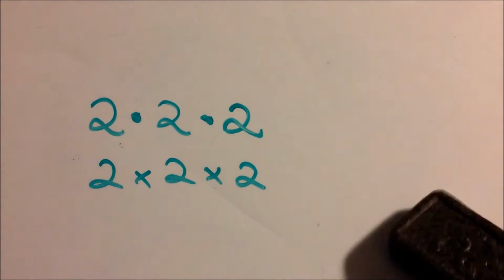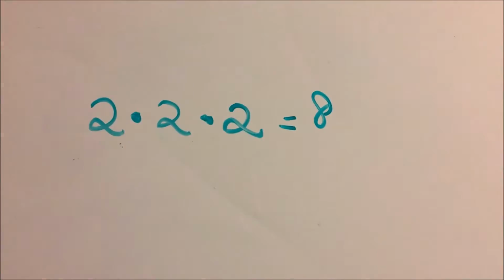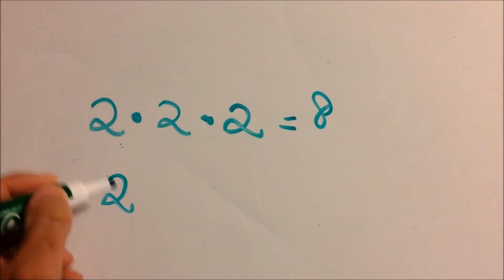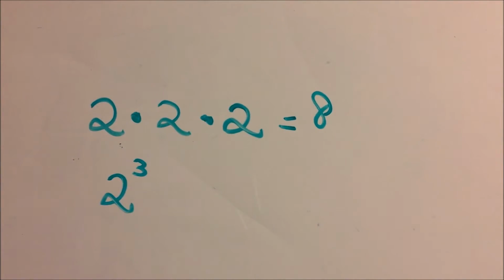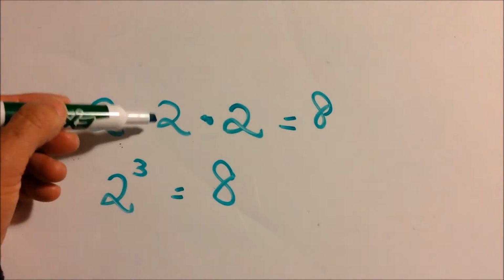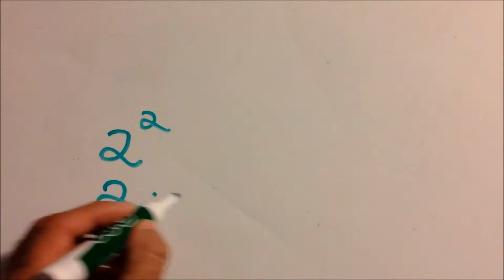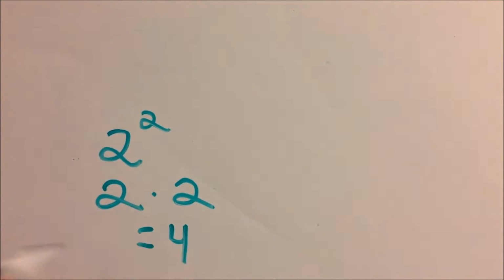So instead of saying 2 times 2 times 2, which we know is 8, there's a shortcut with exponents. It's 2 to the 3rd power. 2 to the 3rd power is 8. It's 2 times 2 times 2. I'll give you another example. The one we did earlier was 2 to the 2nd power, and that's just 2 times 2, which is 4.